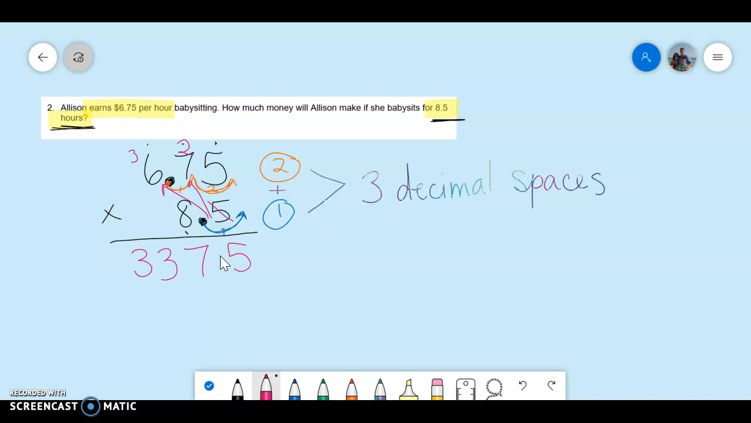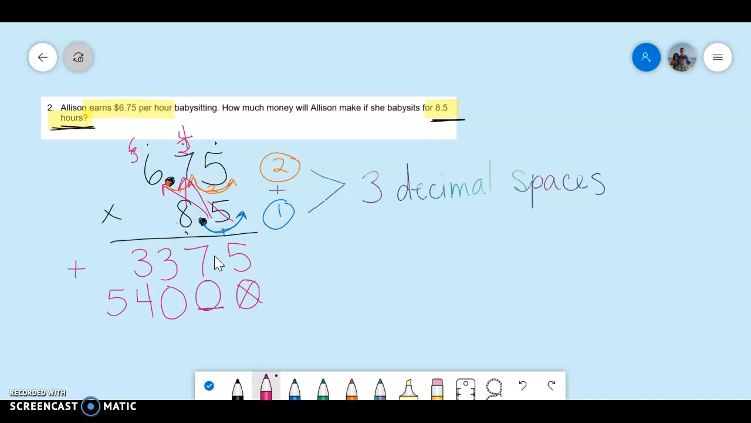To multiply by this 8, I have to put a placement 0 down here, and then I can start multiplying by the 8 with the first product going here. 8 times 5 is 40, and I'm going to carry my 4. 8 times 7 is 56, plus 4 is 60, so I'm going to carry my 6. 8 times 6 is 48, and 48 plus 6 is 54. Okay, give me just a minute.